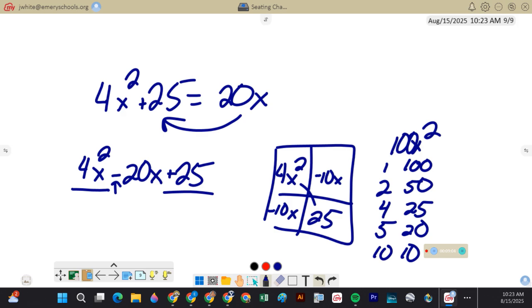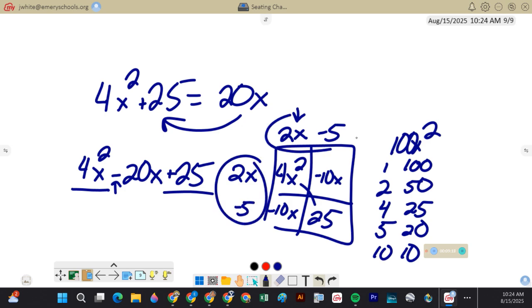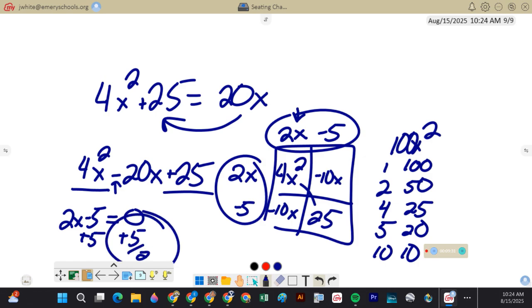What does the top row share? A 2 and an x. So if I pull a 2 and an x out, I get 2x minus 5. And if I pull a 2x out of this, I get 2x minus 5. Now, these have matched the last two times. That's not always going to happen. So my factor is 2x minus 5 equals 0. So the root is found by adding 5 and dividing by 2.